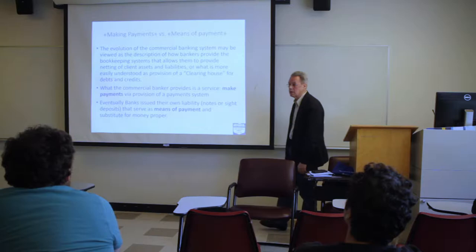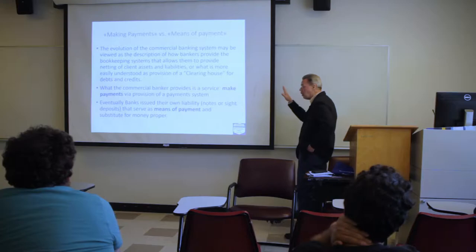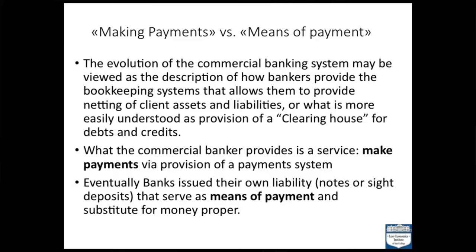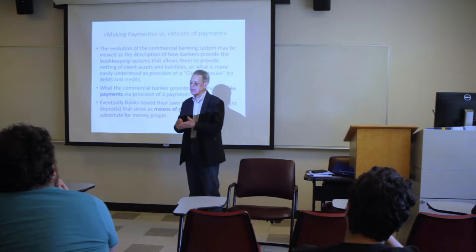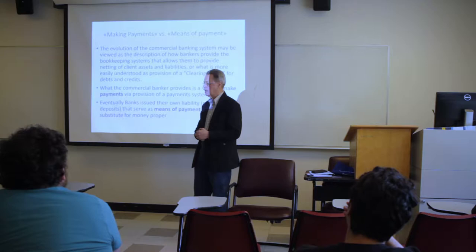So the problem is that when banks stopped doing that, or put it in a different way, when banks started issuing their own liabilities to serve as means of payment, when they started giving out these credits. Now, you can give out these credits simply as tokens. You can say, okay, I'm going to make a token which says that Sam has a credit with me. Token, Matt has a debit with me. And I can allow people to deal in those tokens.